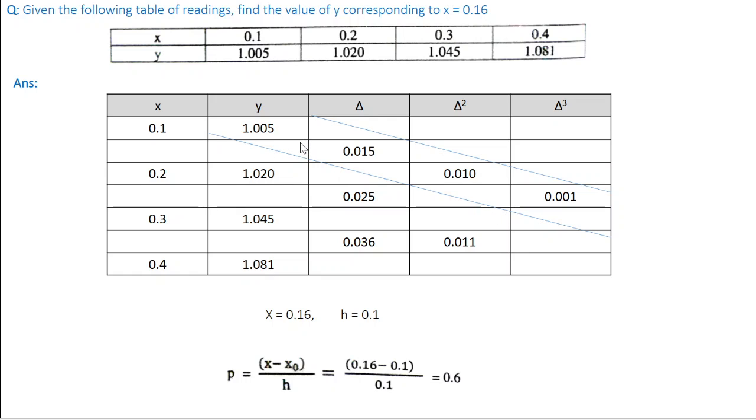So what all information do we have? We know x equal to 0.16 and step size h equal to 0.1. We need to calculate p. P is (x minus x naught) by h. This is equal to (0.16 minus x naught 0.1) divided by h 0.1. This is 0.6. And we know y naught, delta y naught, delta square y naught, delta cube y naught. Basically all the information is available.